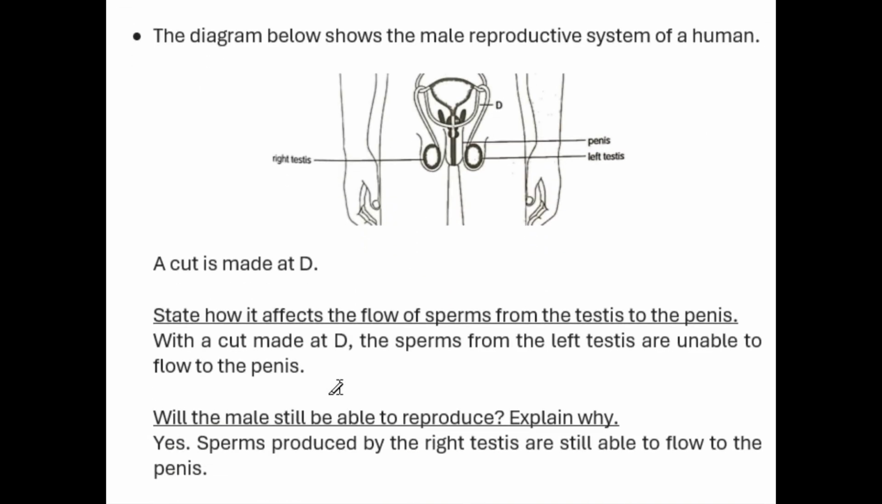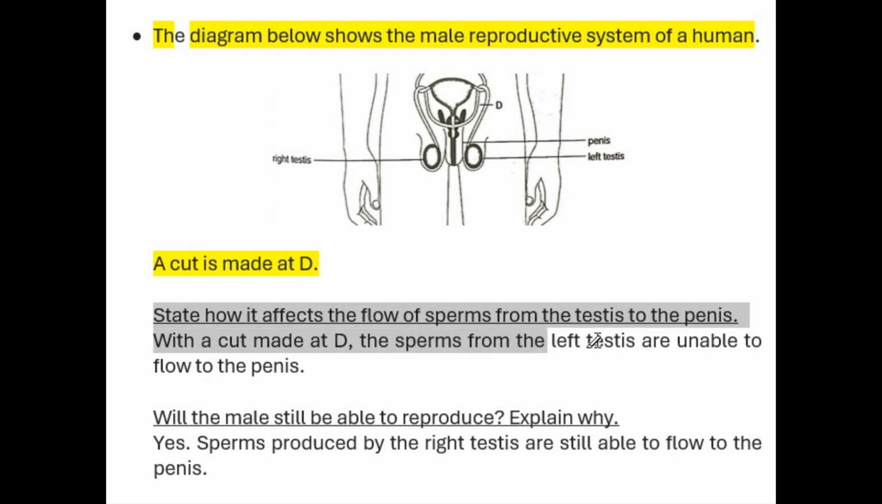The diagram below shows the male reproductive system of a human. A cut is made at D. State how it affects the flow of sperms from the testis to the penis. With a cut made at D, the sperms from the left testis are unable to flow to the penis. Will the male still be able to reproduce? Explain why. Yes. Sperms produced by the right testis are still able to flow to the penis.